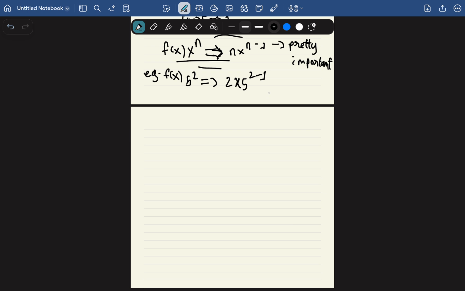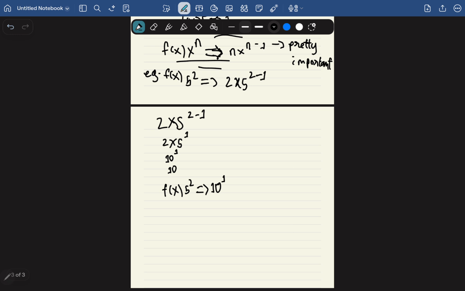Then we have 2. If you did not know how to solve this, that should be pretty embarrassing. So 2 times 5 to the power of 1, let's first simplify this, which is 2 times 5 to the power of 1, then 10 to the power of 1, which is just 10. So the derivative of 5 squared is equal to 10. It could also be 10 to the power of 1, but both are the same.